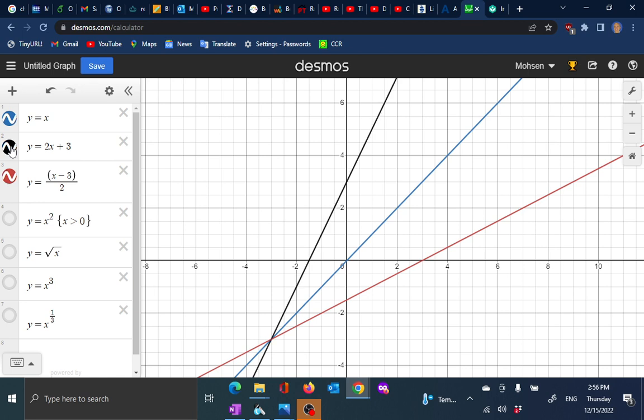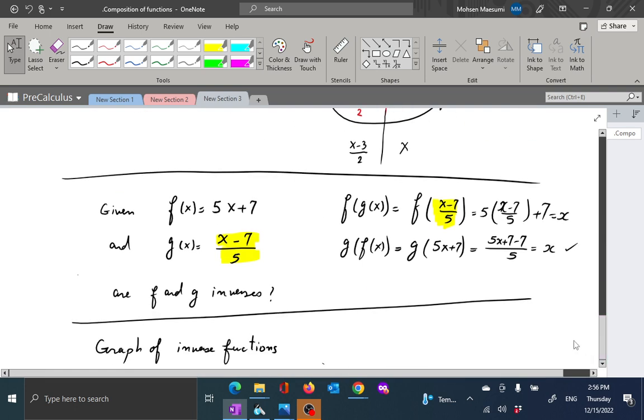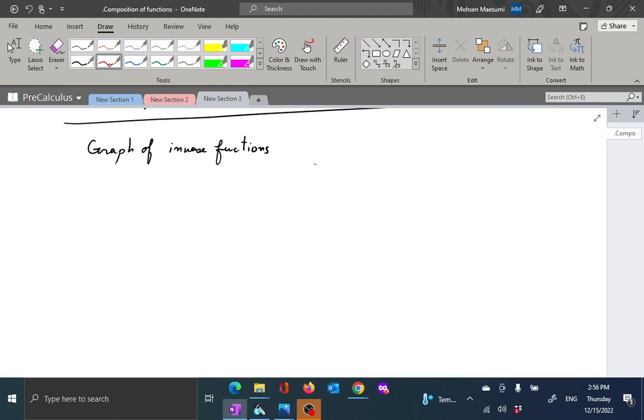These two lines are reflections of each other in that 45-degree line. Let me briefly explain that as the last item for today. So, graphs of inverse functions are reflections of each other in the 45-degree, meaning y equal to x, line.